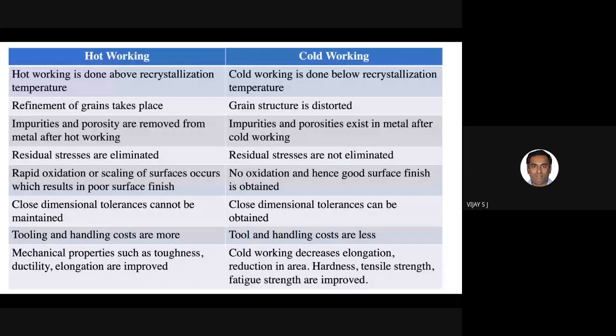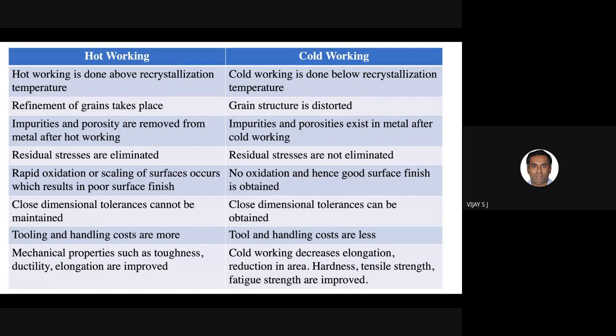But once the material cools down, it slightly contracts, and what happens? The dimension you may be expecting is 10 mm, but there will be only 9.5 mm. So close dimensional tolerances cannot be maintained. For that, you have to work really hard on the tool and die. But in cold working, you can maintain close dimensional tolerances because you are working at room temperature, no contraction, no expansion. So it is done with very close dimensional tolerance.